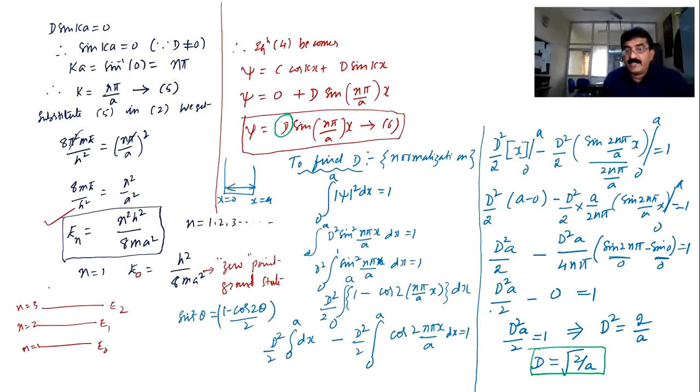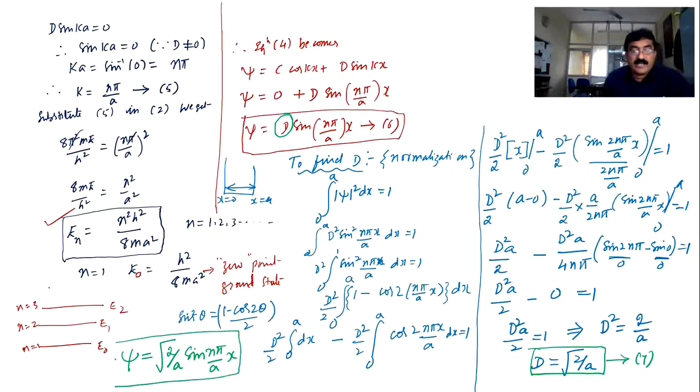So I combine, and if you want you can call this equation 7. Substitute equation 7 in 6. We get psi. I write in the bottom because there is not enough space. So psi is equal to root of 2 by a sine of n pi by a into x. So this is the expression for the eigenfunction. And since we have n here, I write psi n. This is a very lengthy derivation, but it is quite an important derivation also.